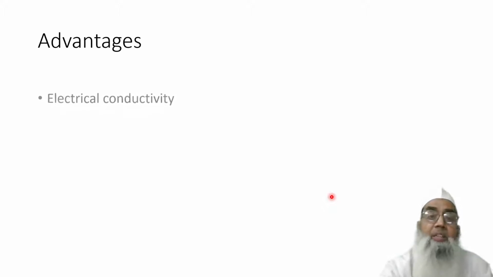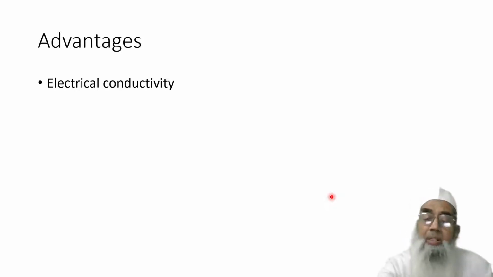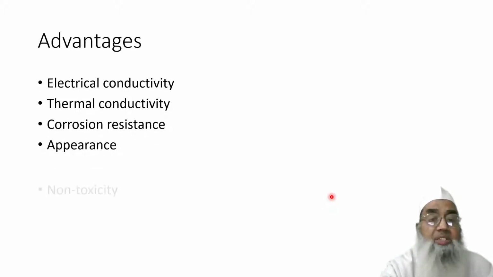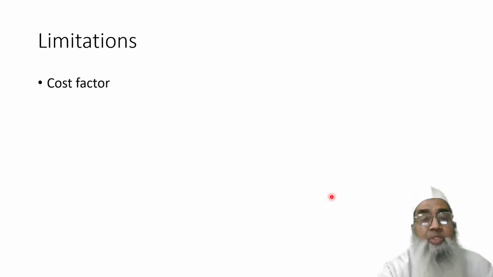Now, advantages. Copper has a lot of electrical conductivity, thermal conductivity, corrosion resistance, appearance, non-toxicity, and bearing qualities. But it has certain limitations, and one of the most important is the cost factor.